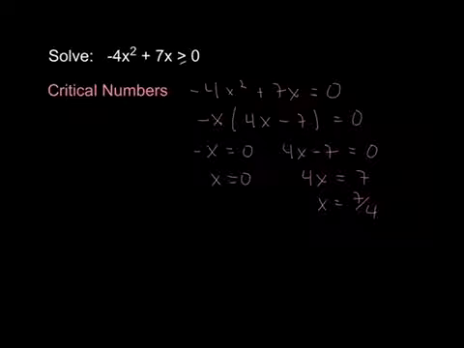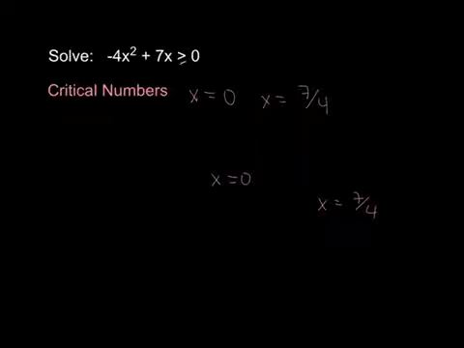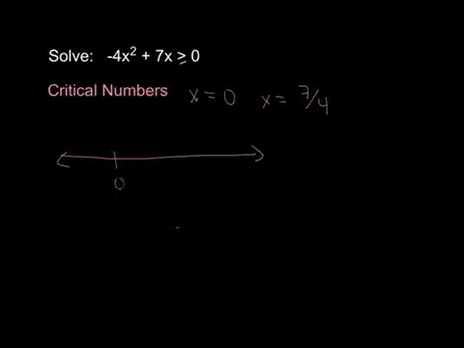Okay, so at this point now, I'm going to kind of backtrack here and save myself a little space. I'm going to take those two critical numbers of x equals 0 and x equals 7/4, and what we're going to do is graph them on a number line. Forgive me, my number line is not going to be perfect. Close enough. Okay, so here's 0. 7/4 is bigger than 0 because it's positive.